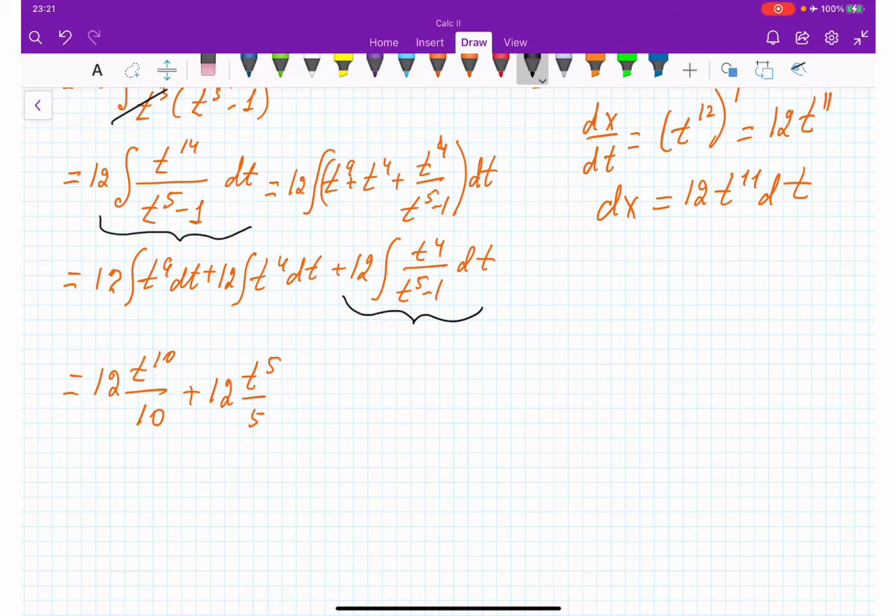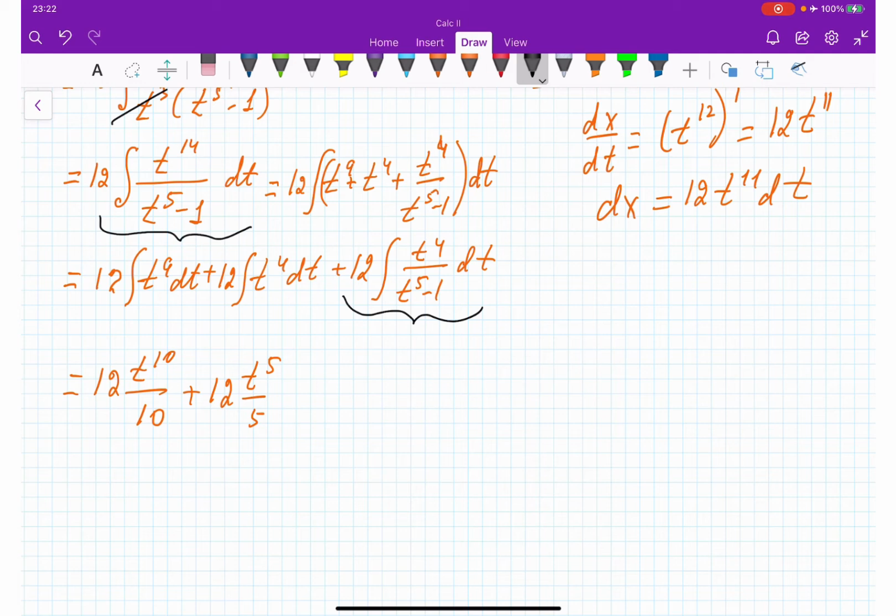I'll tell you that. First of all, t to 14 divided by t to 5, this is an improper fraction, right? Why? Because the degree in the numerator is greater than the degree in the denominator. That's one reason. And while here, t to 4 divided by t to 5 minus 1, it's a proper fraction because the degree in the numerator is less than the degree in the denominator.